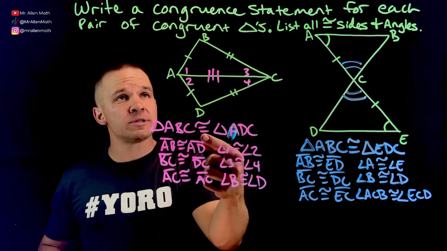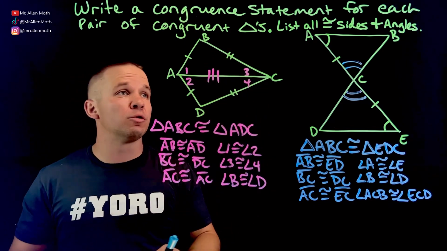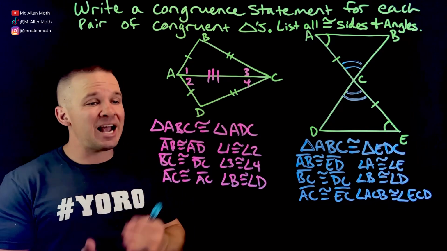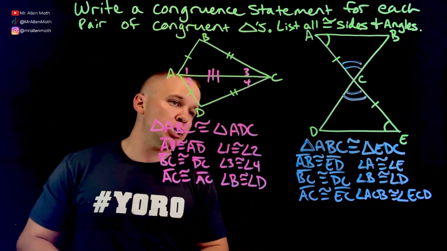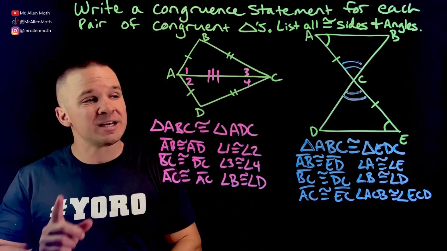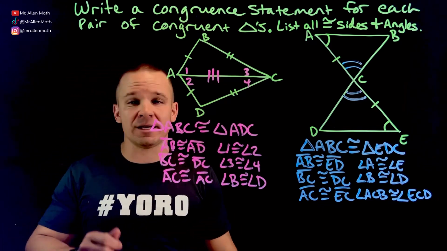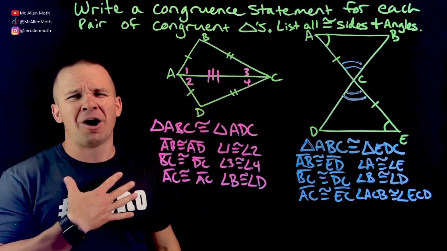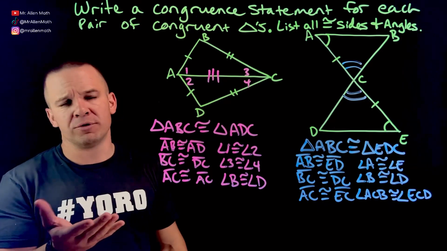So we wrote a congruence statement. We listed the pairs of congruent segments, the sides, and the pairs of angles there. 6 total for each. Whew, it's a lot of writing right there. But you guys handled it like a boss. Hopefully that made sense. Congruent triangles, super fun. Oh, and then the proofs. Who doesn't love proofs? See you guys later.